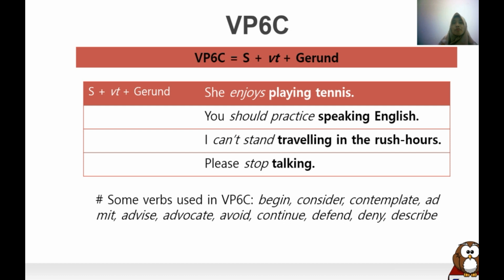Next one, we have VP6C. The formula is subject plus VT plus gerund. For example, she enjoys playing tennis. Okay, again, a gerund is the -ing form of the verb functioning as a noun. She is the subject, enjoys is the VT, and then playing tennis is the gerund or gerund phrase.